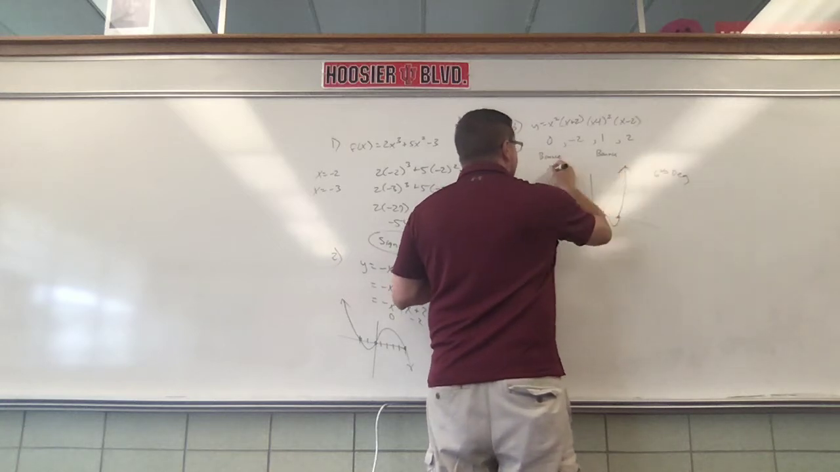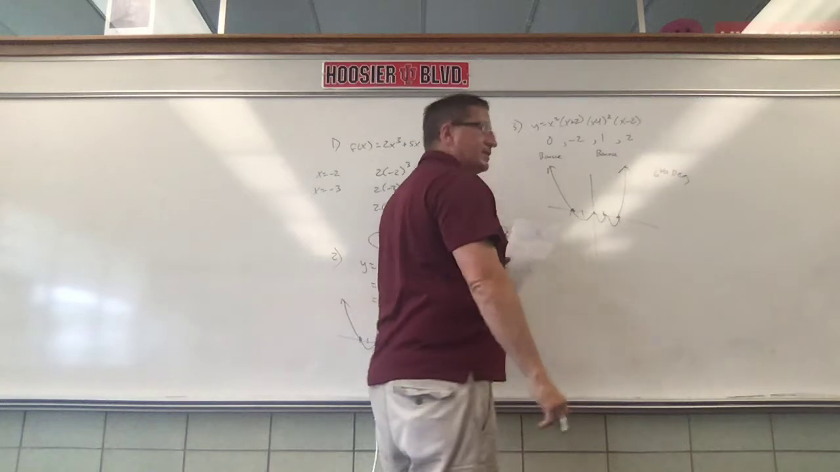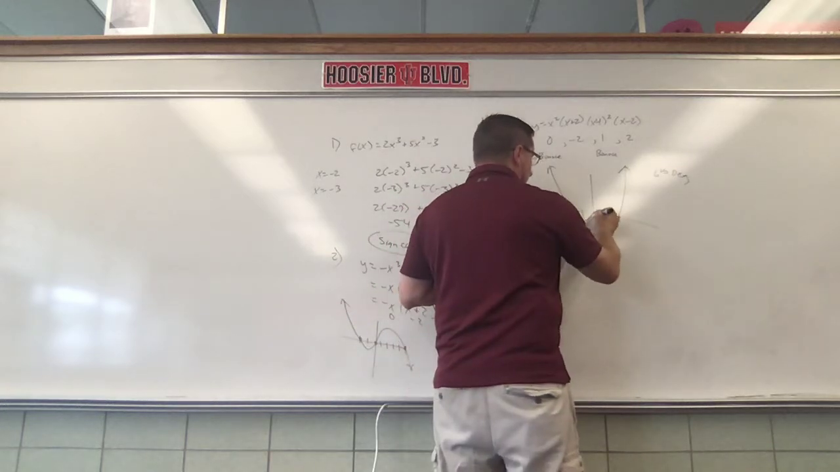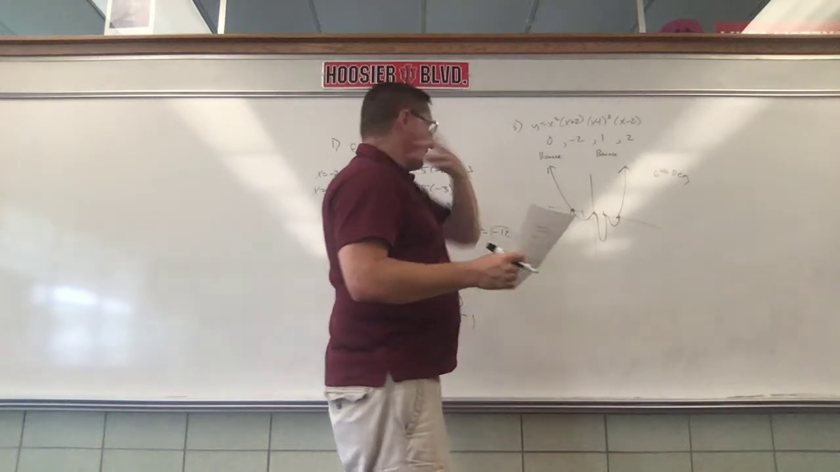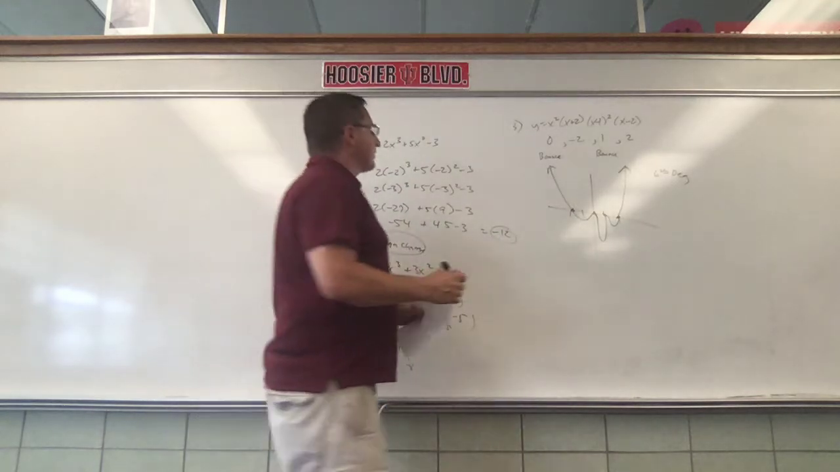So now again, should these all be right next to each other? Not necessarily. I mean, we could have done this. Could have gone like that. It doesn't matter. I just want a rough graph. Rough graph. Number 4.